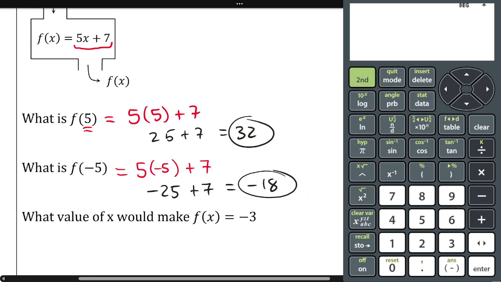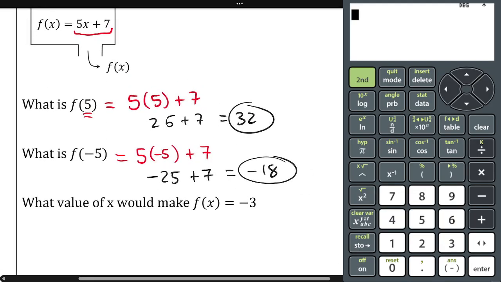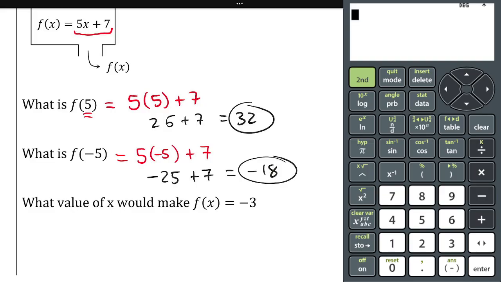The last one says, what value of x would make this function have an output of negative 3? So this is a little bit different. Now they're saying, look, we don't know what input it is. The question is, what input would make 5x plus 7 become negative 3? To answer that, we take the definition of the function, 5x plus 7, and set it equal to our desired output. We want it to have an output of negative 3. And in order to do that, all we have to do is solve this equation for x.